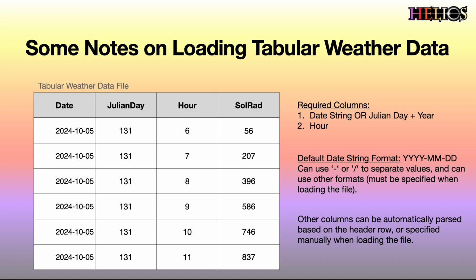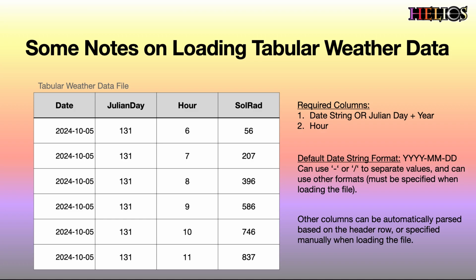Typically, when you have weather data in a CSV file, you're going to have data points in time on the rows, and then each column is going to be a different data value at that particular time. Helios is pretty flexible on how it can take these tabular data files. There are a few requirements, specifically in terms of the columns that you have to have.